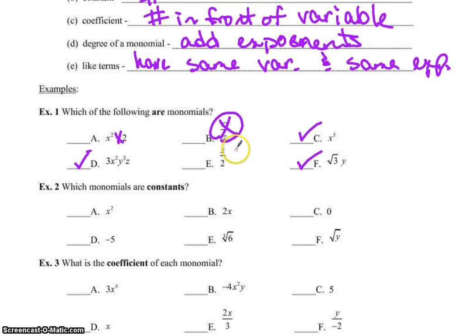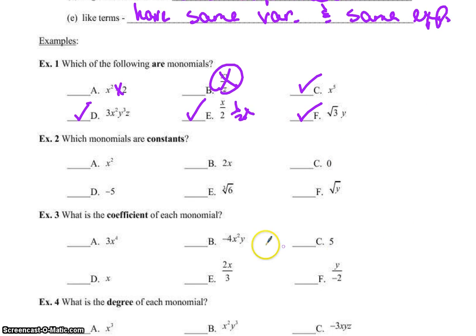But you've got a number in the bottom. That's just like saying 1/2 x, and so this is Example 2, which monomials are constants? Remember, a constant's just a number, so that's not. That one is. That's not because of the letter. That one actually is. That one is. That one's not. What is the coefficient?